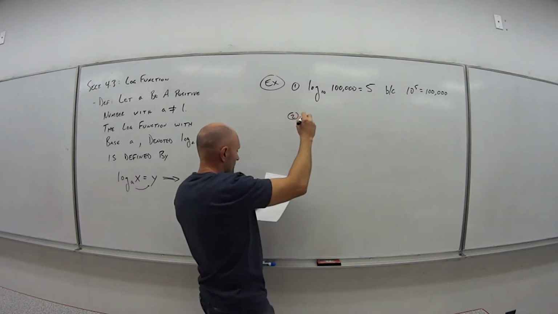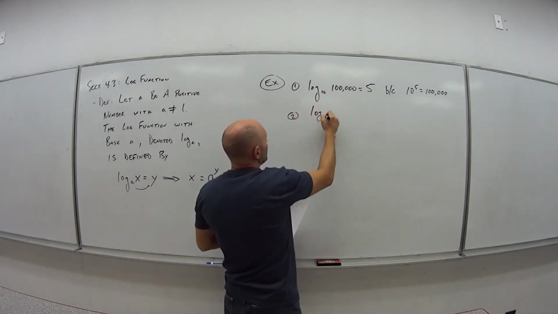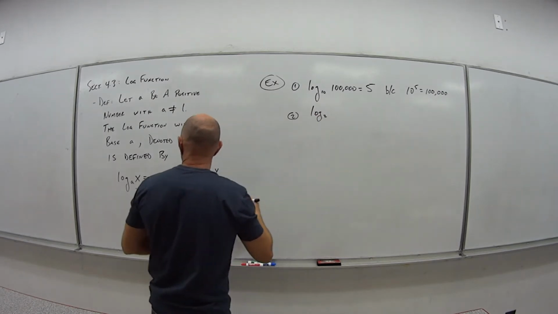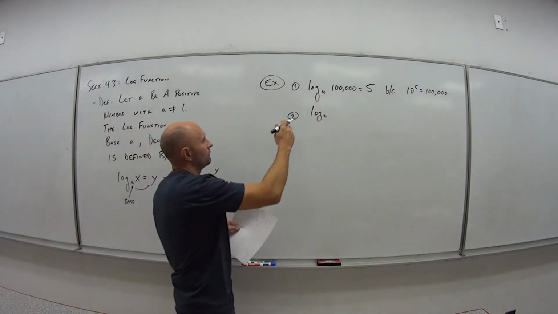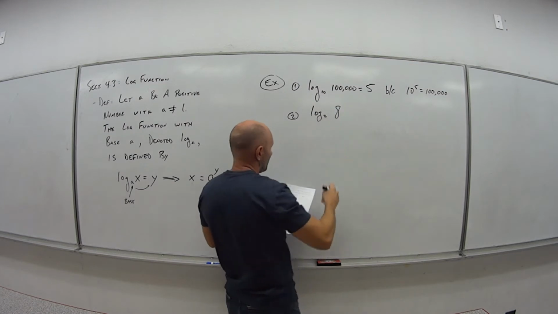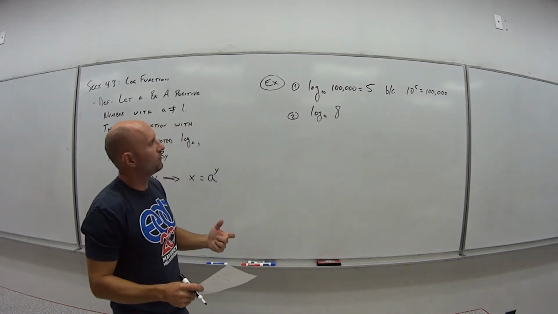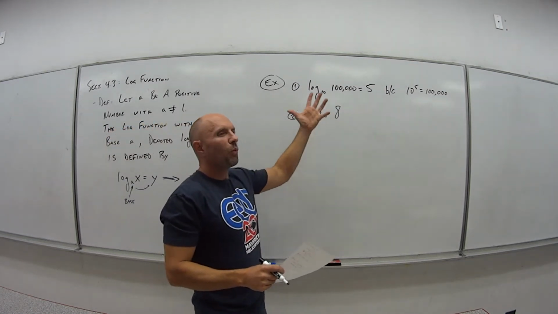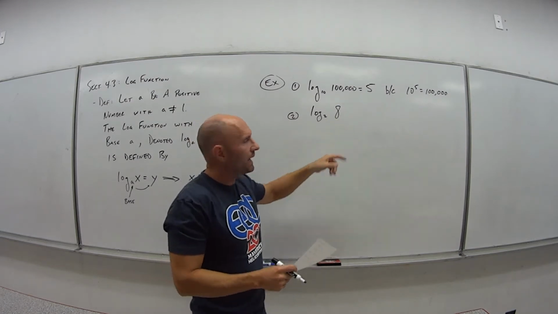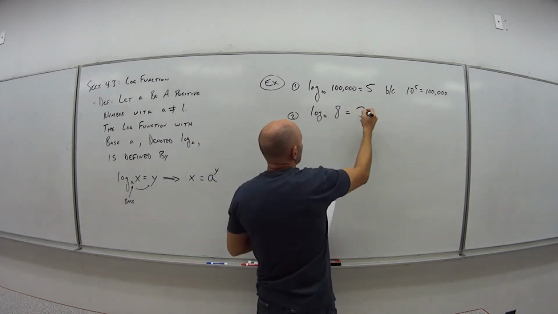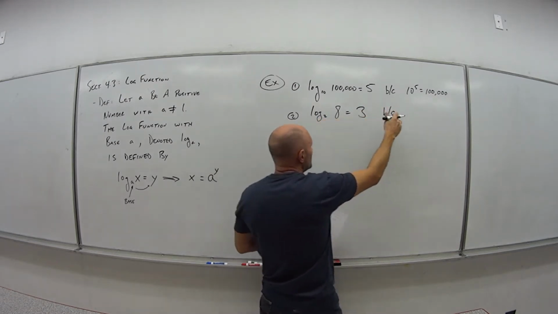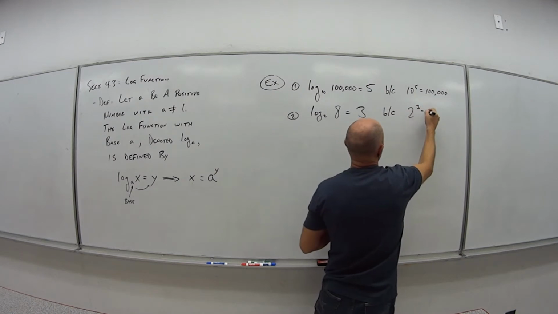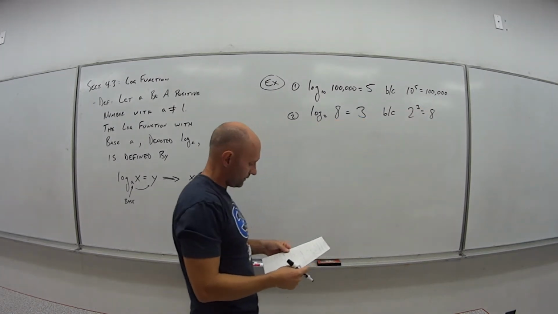So similarly, if I have log base 2, and that's what we always call this, so this is our base, and the y is our exponent. So if I have log base 2 of 8, this means what? 2 to what power is equal to 8? Well, 2 to the 3rd power is 8. So therefore, log base 2 of 8 is equal to 3 because 2 to the 3rd power is equal to 8.